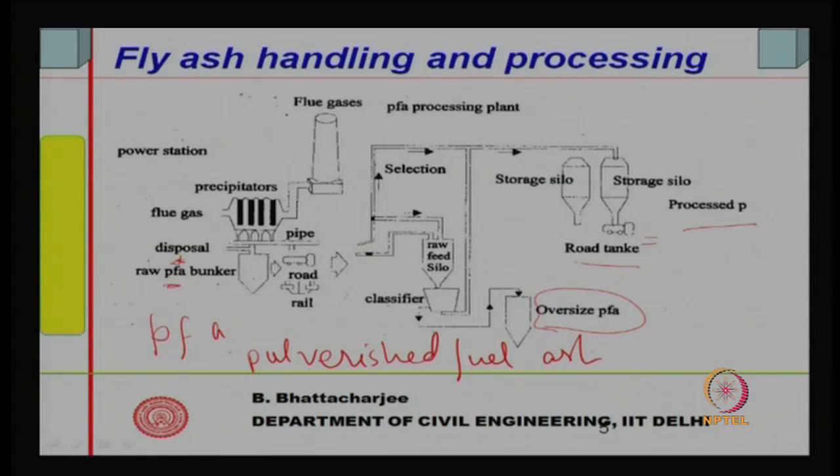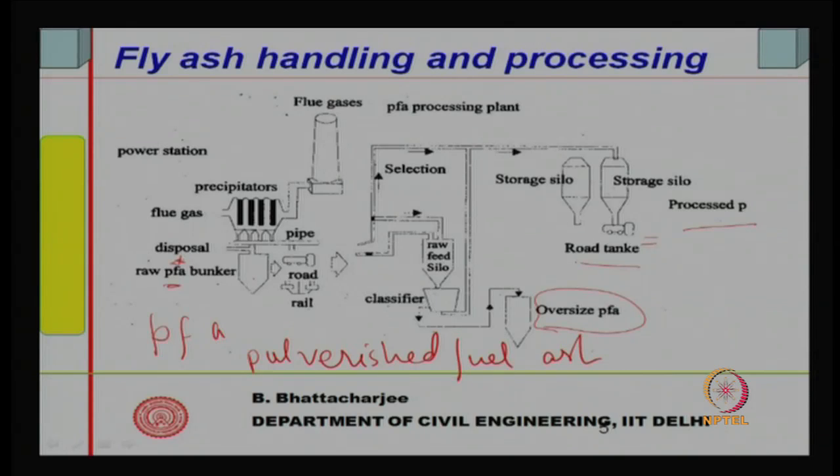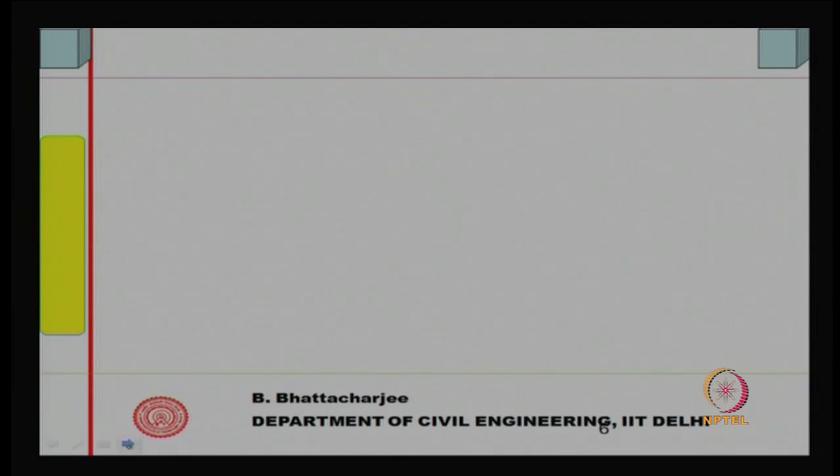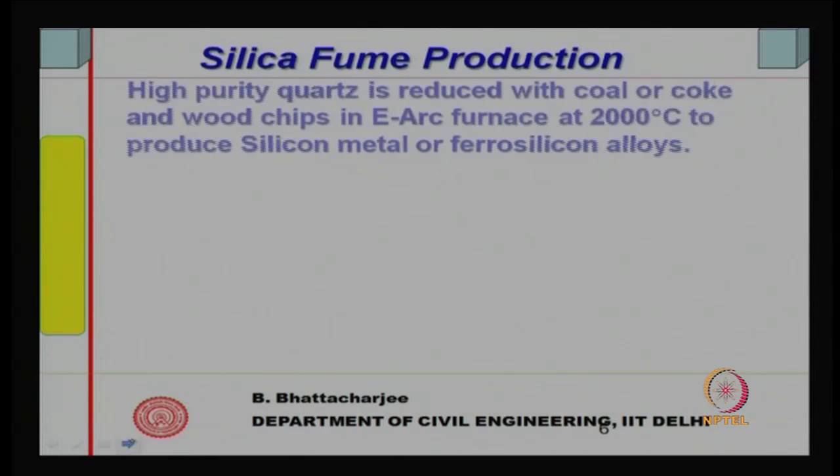So, you can process the fly ash somewhat. Whatever fly ash you get from the chimney, electrostatic precipitators, can be directly stored somewhere in silos, or can be passed to a classifier where the large sized ones are separated out, and fine ones are handled separately, stored possibly in a silo, and then of course transported by road or rail or whatever is required. So, this is how fly ash is produced and handled.